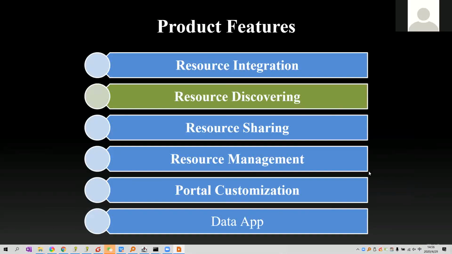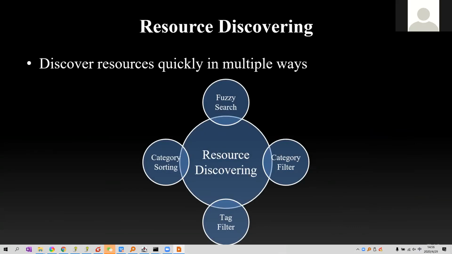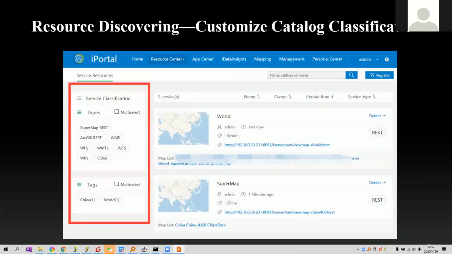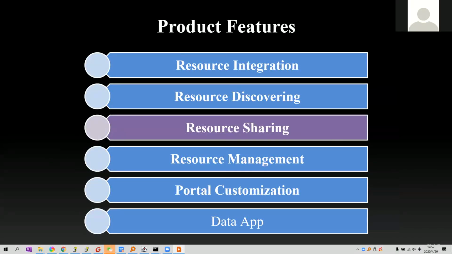Also, the second one is resource discovery. There are a lot of tools to help us quickly find our resources in multiple ways, like fuzzy search, category sorting, category filter, and tag filter. Okay, and this is the interface of iPortal. On the left side, we can see the service classification. We can use it to organize our services, and the types, like SuperMap REST, ArcGIS REST, WMS, WFS, OGC service types, and also the tags. We can use the tags to manage our resources.